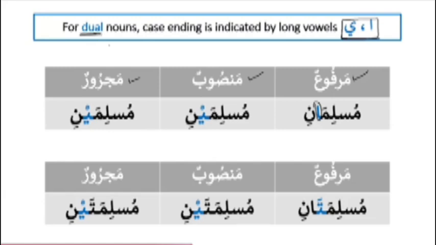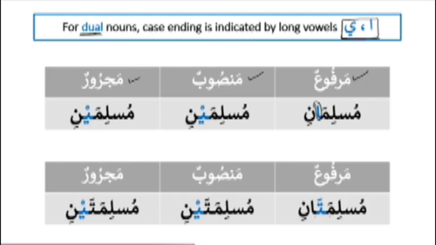When we talk about the dual and when we talk about the plural, you remember what do we have to go with? We have to go with the sound. Ani, aini, aini. Muslimani, muslimaini, muslimaini. Qalamani, qalamaini, qalamaini. Kitabani, kitabaini, kitabaini. So we have to go with the sound.